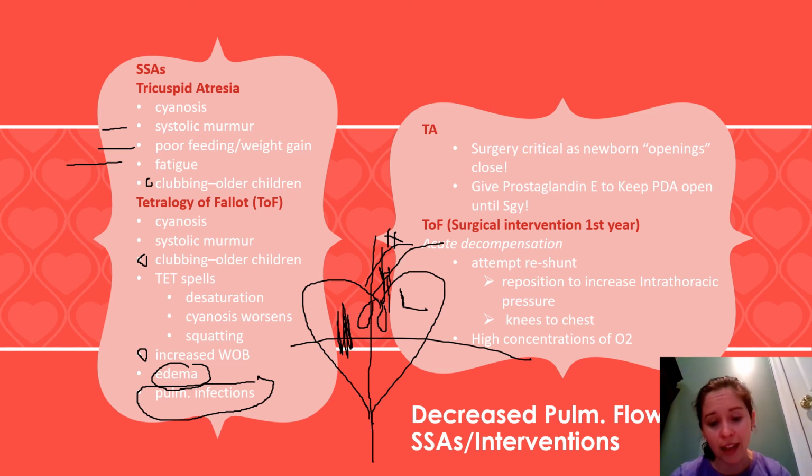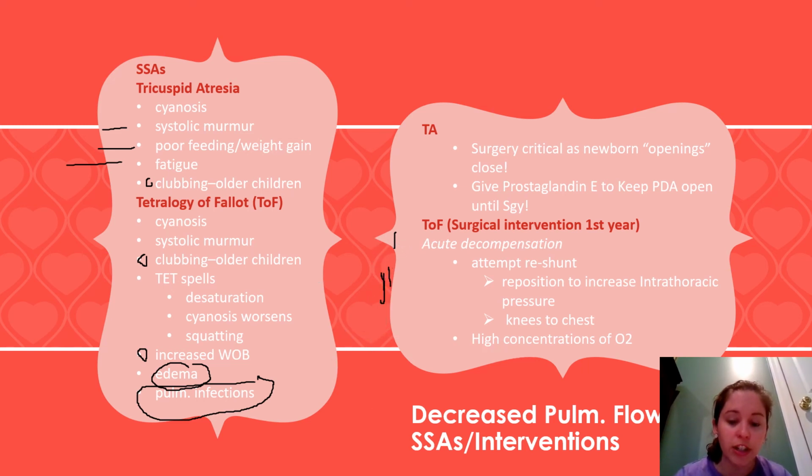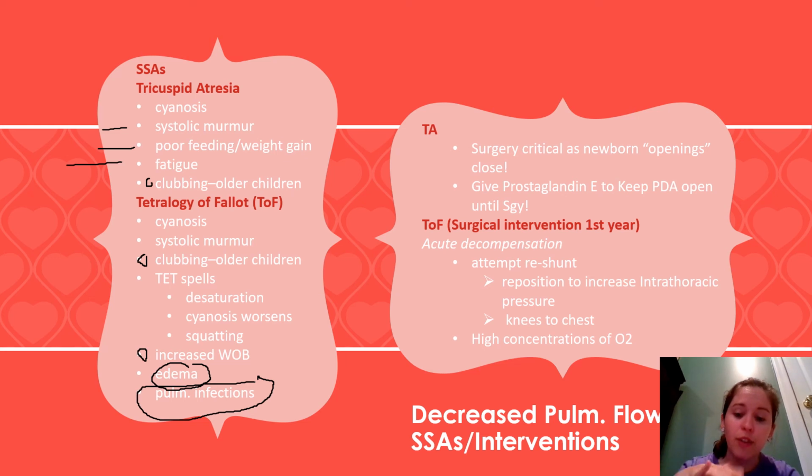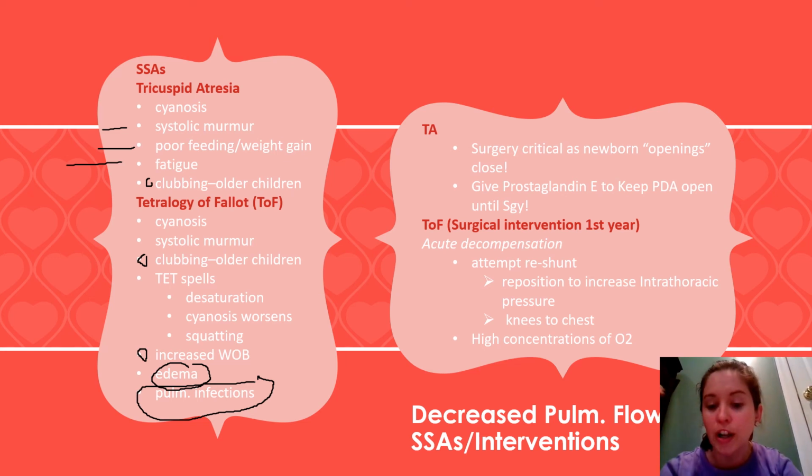If we don't do that, this patient could die if we don't do surgery right away because they're not getting any flow of blood or any oxygen to their lungs. Now, for tetralogy of Fallot, we're going to do surgery within the first year. They're able to survive without surgery right away because they're still getting flow of blood to the lungs. It's just more of a functional obstruction problem.